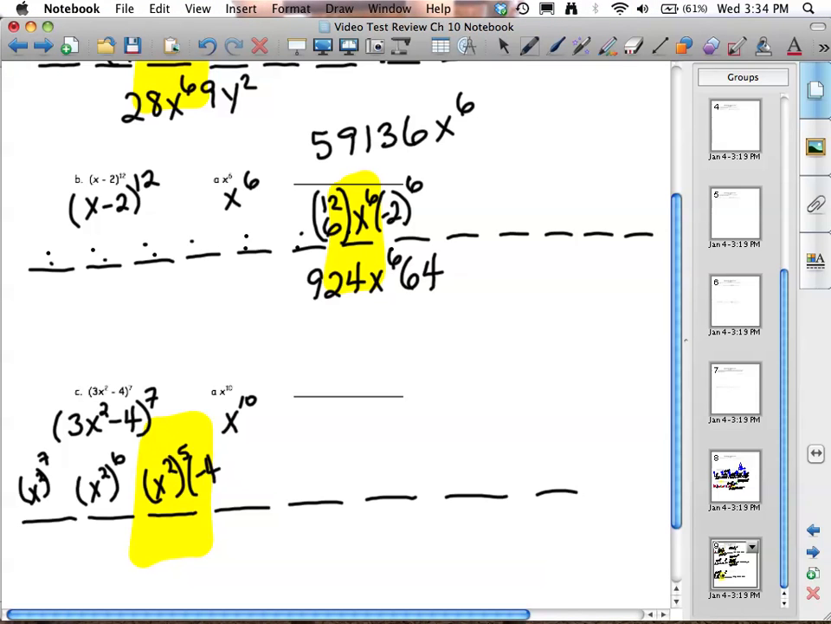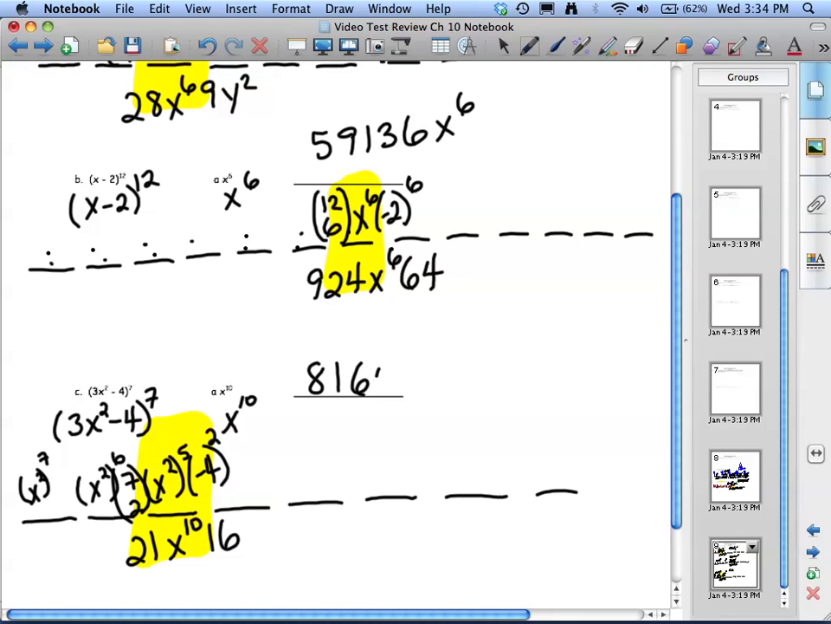This term. Okay, that's where it's a little tricky because it's x squared raised to that power. We have negative 4 raised to the 2nd power. If you start with 0, 1, 2, and then the beginning would be 7 choose 2. 7 choose 2 is 21. x to the 10th times 16. And if you multiply that out, you get 81,648 times x to the 10th. That's basically what's on the test. I hope you'll find this review helpful.